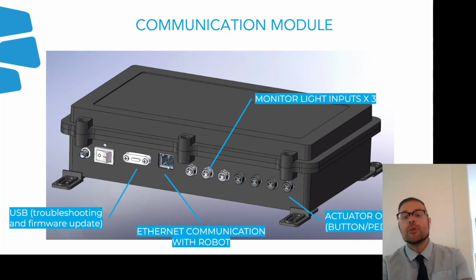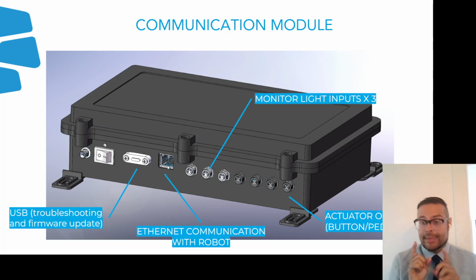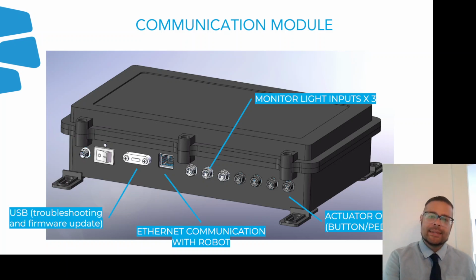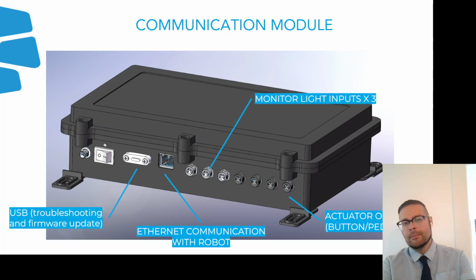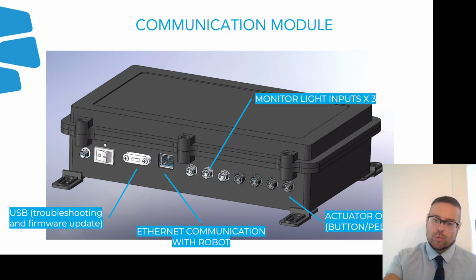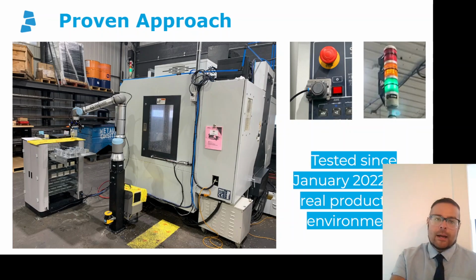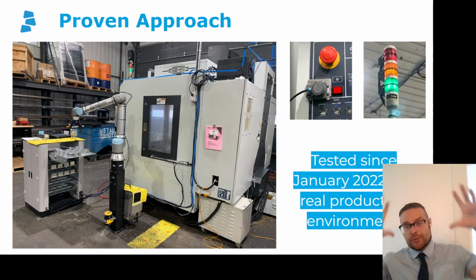Then comes the communication port. So there is a network cable, RJ45 cable from that communication module to the robot. And then this communication module will manage the monitor lights inputs, okay, 3 of them, and the activation of the pedal pushers or the button pushers. So there's 4 outputs for actuator, button or pedal pushers. So we've seen all of those 6 subsystems.